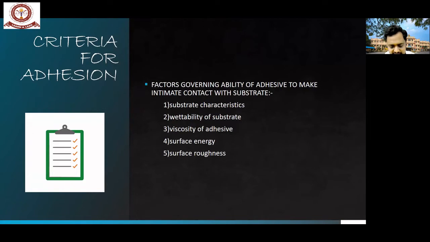So there are certain criteria for adhesion and various factors which affect the adhesion. Those are substrate characteristics, wettability, viscosity of the adhesive, surface energy, and surface roughness. I will discuss them in detail.